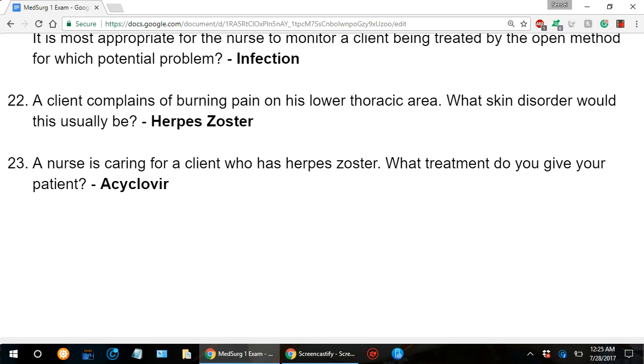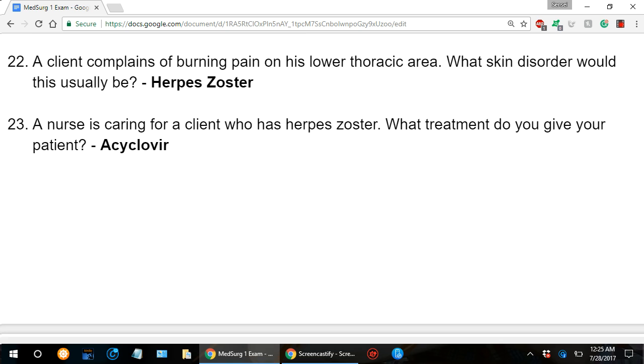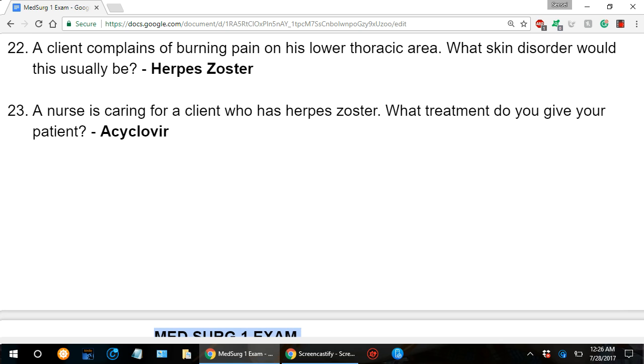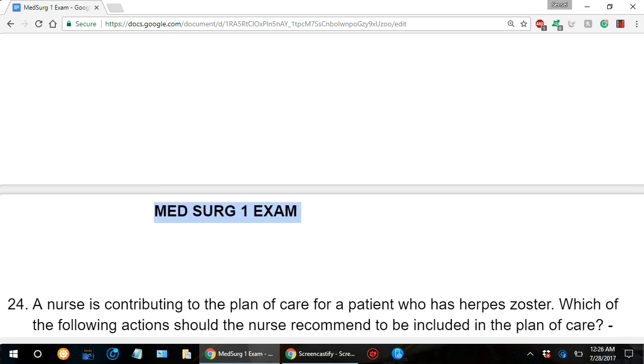A nurse is caring for a client who has herpes zoster. What treatment do you give your patient? Acyclovir. For herpes zoster, give acyclovir.